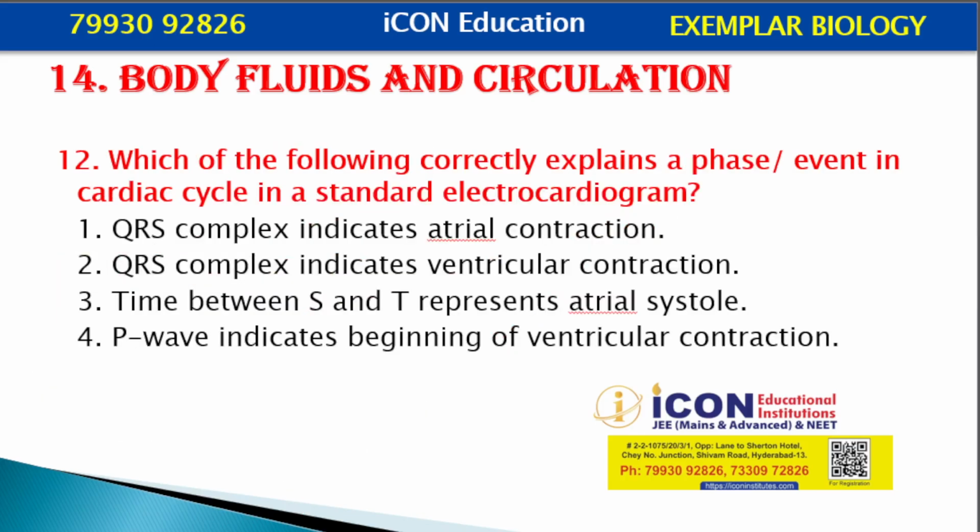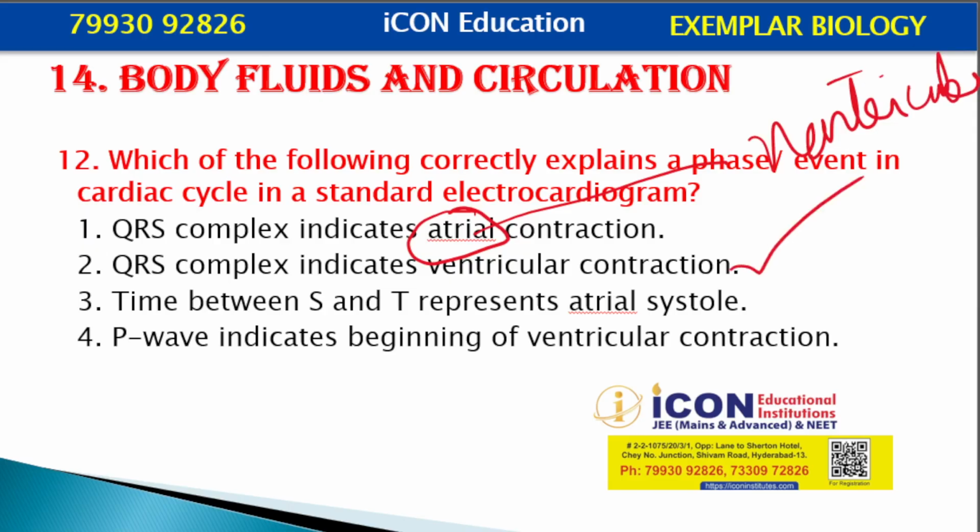Which of the following correctly explains a phase event in the cardiac cycle in a standard electrocardiogram? QRS complex indicates atrial contraction. Let us correct this: ventricular contraction. QRS complex indicates ventricular contraction. This is the right answer.